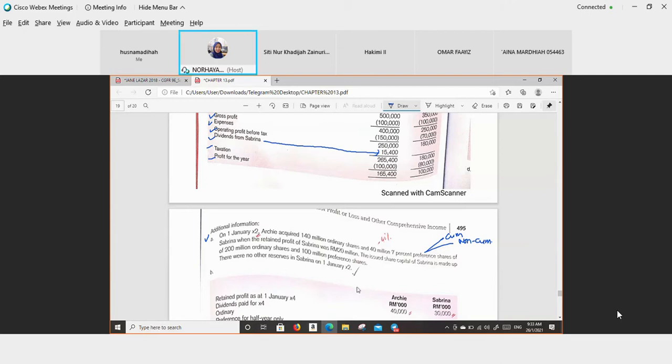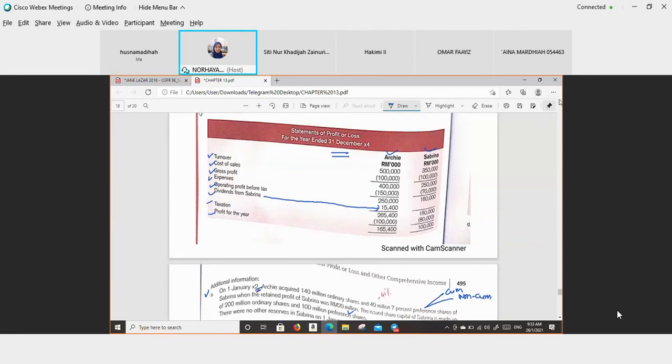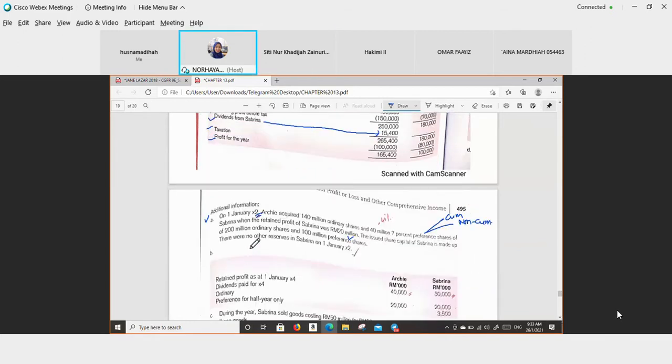Now you have the retained profit of Sabrina of 20 million at the acquisition on 1st January X2. The balance sheet date is X4, so the acquisition took place 3 years ago. The issued share capital of Sabrina was made up of 200 million ordinary shares and 100 million preference shares.